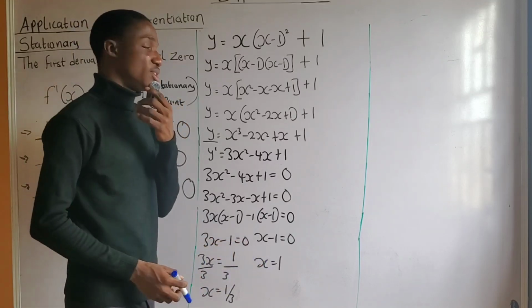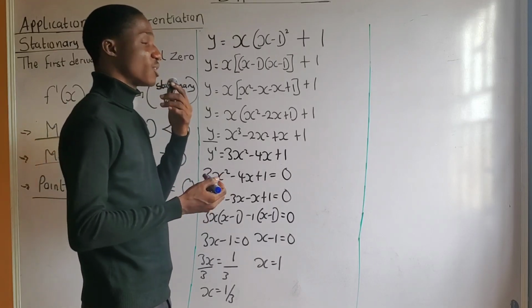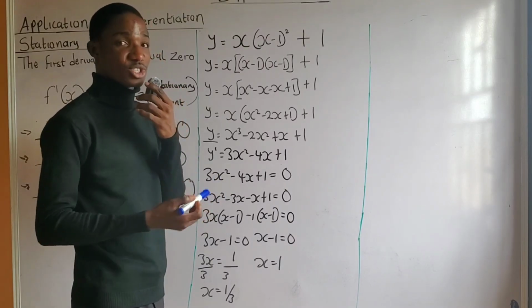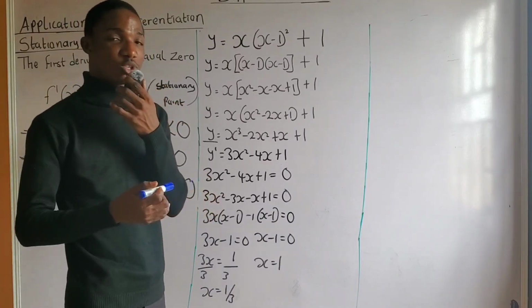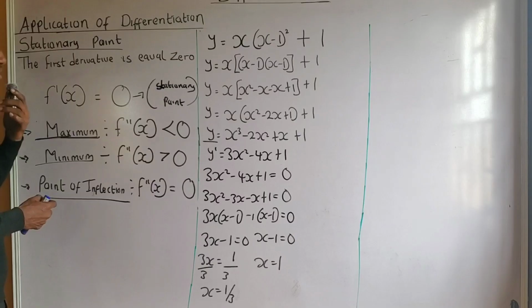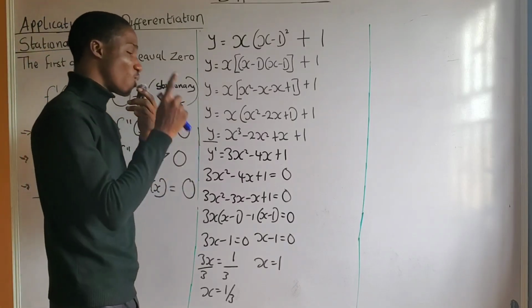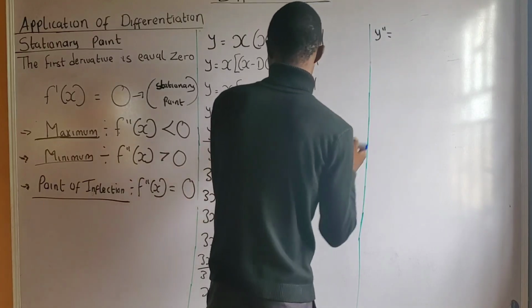Now listen, this stationary point can be a maximum, minimum, or point of inflection. So we want to check what is the nature of the stationary point. We want to distinguish between the stationary points, okay? And to do that, we are going to use the second derivative test, okay? Now, for the second derivative test, let's differentiate this function one more time.